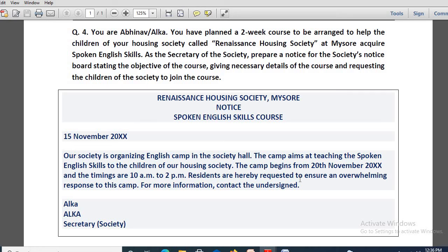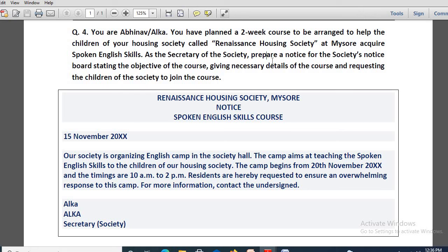This is the next question, very, very important. See the question. You are Avinav or Alka. You have planned a 2-week course to help the children of your housing society, called Renaissance Housing Society at Mysore, acquire spoken English skills. So your intentions are very noble. You want the children of your housing society, the name of which is already given, Renaissance Housing Society, to acquire knowledge regarding spoken English skills. Obviously you are the secretary of the society.